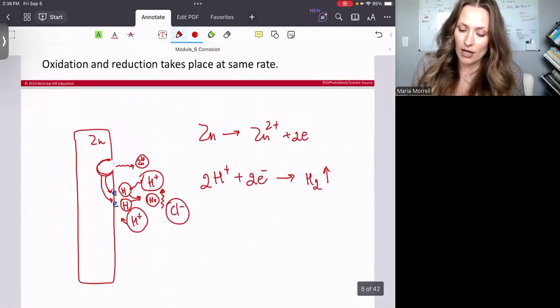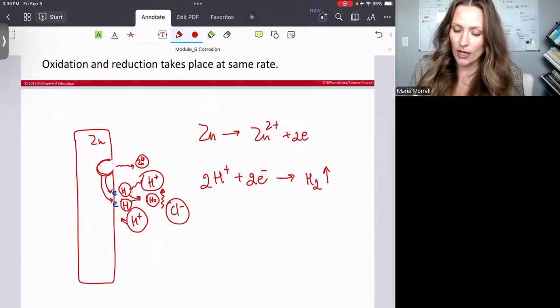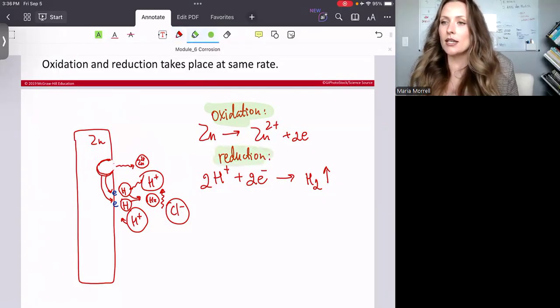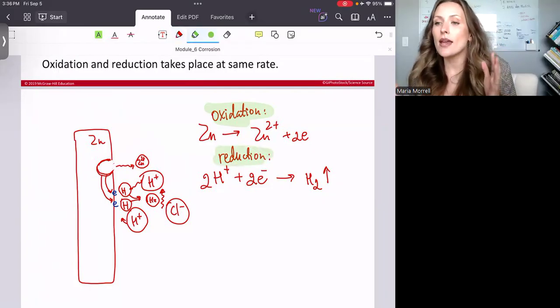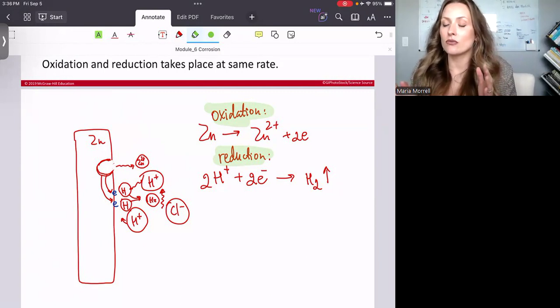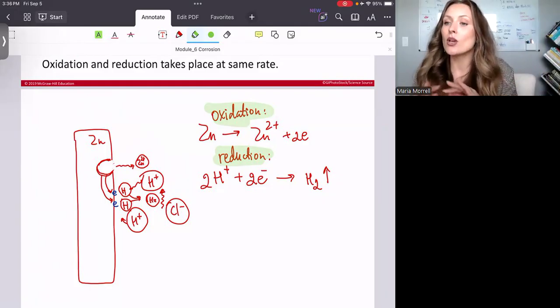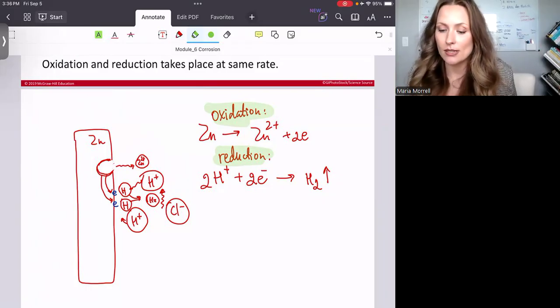Now, the first reaction here is called the oxidation reaction. This is oxidation of zinc. This is called reduction. And this is why any corrosion process can be described by an oxidation-reduction reaction, and you will actually be able to write it down for any corrosion process.